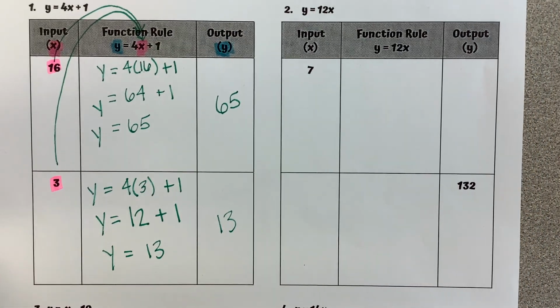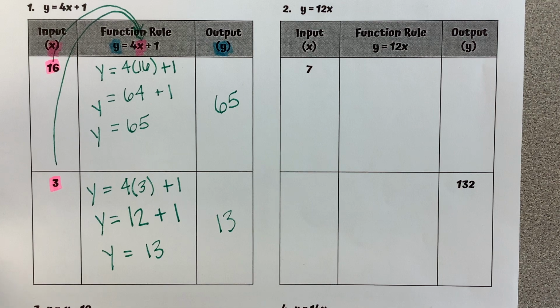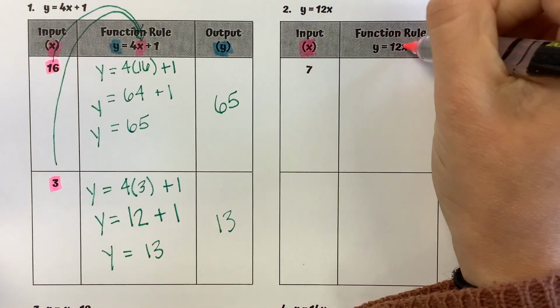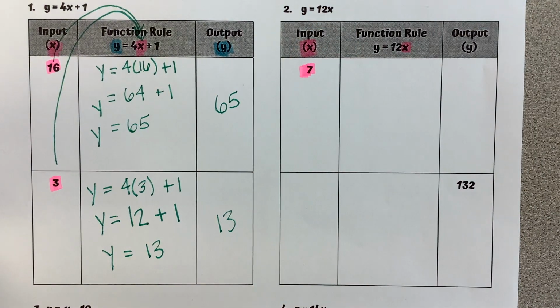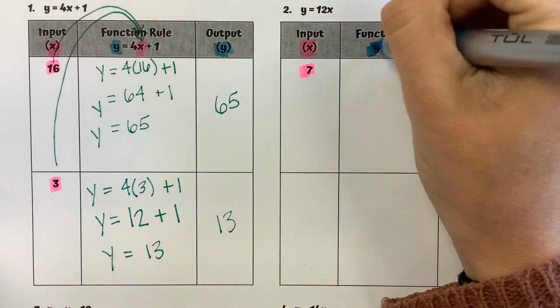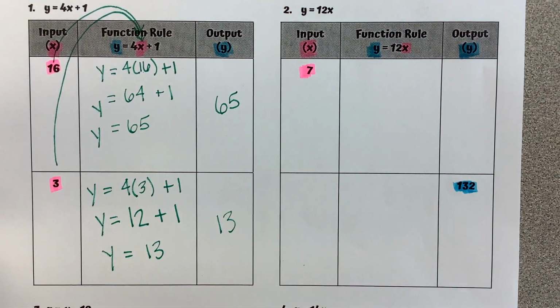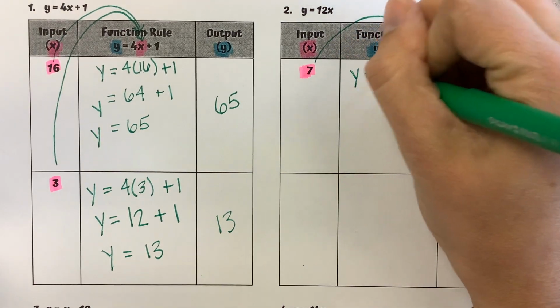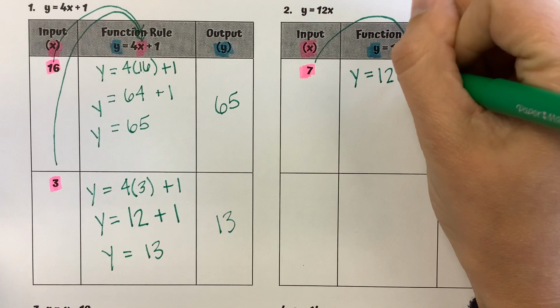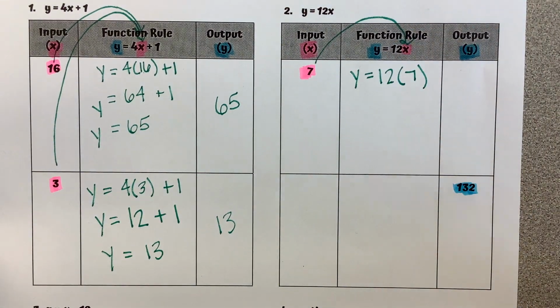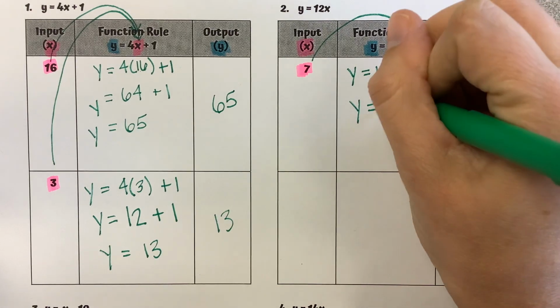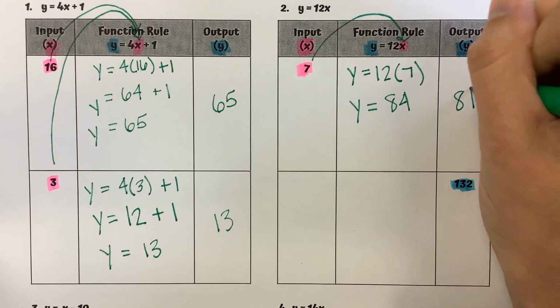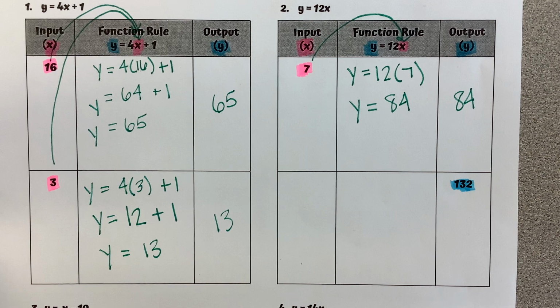Okay, looking at the second example. Again, I'm going to highlight my inputs, my x values are plugging in where the x is in the equation. And our output, our y values, will plug in for y. So this 7 here is going to plug in for x. So we don't know y. It is equal to 12 times our unknown, or our x value of 7. So I'm calculating 12 times 7 is 84. So our y is equal to 84.